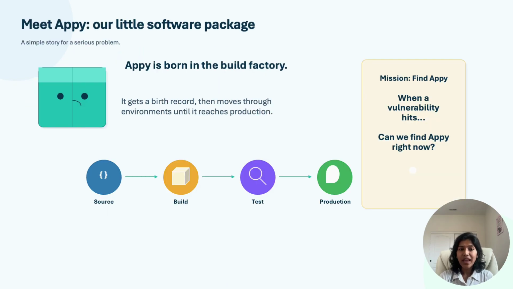This is the story of Appy, a software package. Appy is born in a build, it gets a record, and then it travels from source to build to test and production. The problem is that most of the records stay in the factory while Appy keeps moving. If a critical vulnerability hits today, can we find every place where Appy lives? That's the mission we are trying to solve from this story.